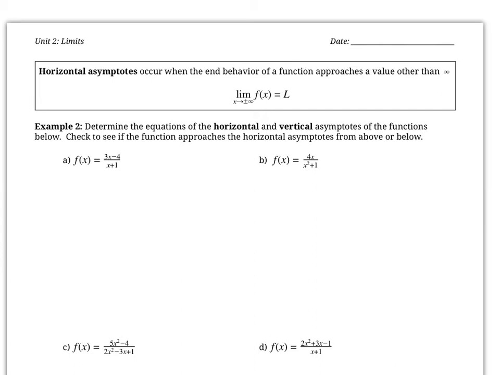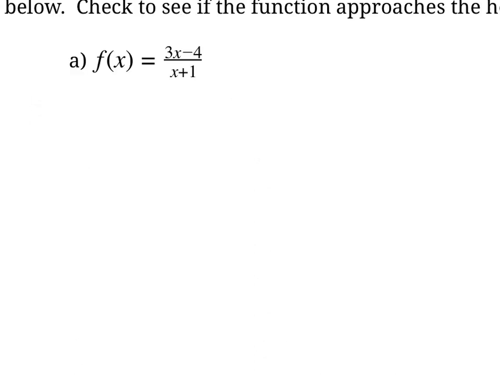So let's try some examples. What asymptotes are present in this function here? Let's start off with vertical asymptotes. Where is the vertical asymptote for this function? Well, it's where the denominator is 0, so in this case, the vertical asymptote will just be at x equal to -1. Easy. How do we find the horizontal asymptotes?